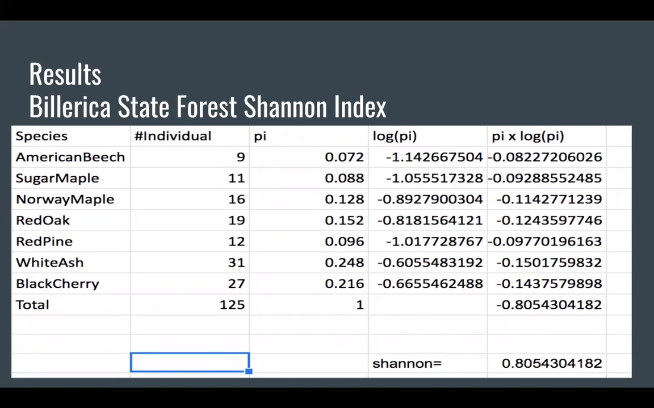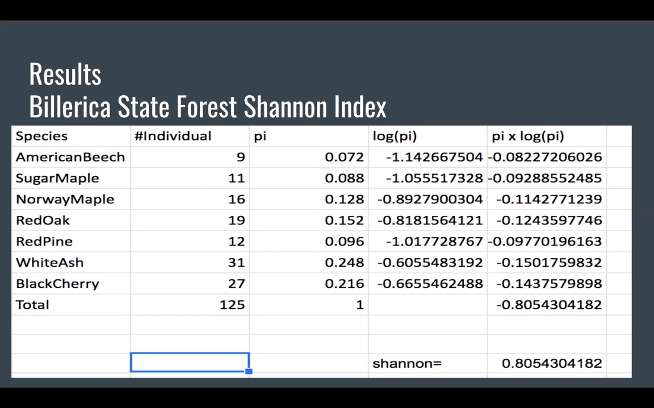So for results, I used a Shannon index first. Well, first of all, it's good to note that I used 7 different tree species that were located in both the urban area and the rural area because I wanted the data to be even, I guess, on both sides. So I just chose to look at 7 different tree species that were located in each area.